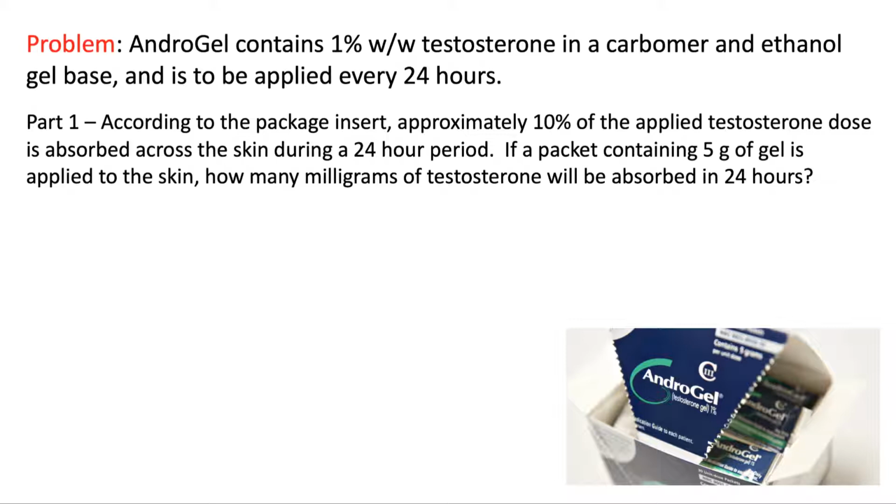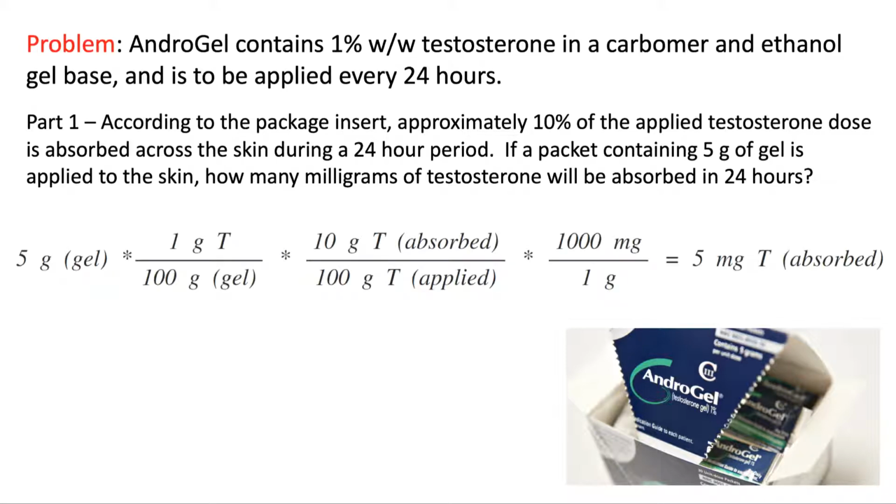I guess where you need to start is how much gel is placed on the skin. The weight of the gel is the source of the testosterone. We can then use its concentration to figure out exactly how much testosterone there is, and then we can use the absorption to figure out how much is absorbed. But we need to start with our source of testosterone, and where we would start is the fact that we have 5 grams of this gel, the weight of the gel applied to the skin. Now, the gel was 5 grams, but not all of that was testosterone, right? So our first conversion would be to convert from the weight of the gel to the weight of the testosterone contained within the gel.